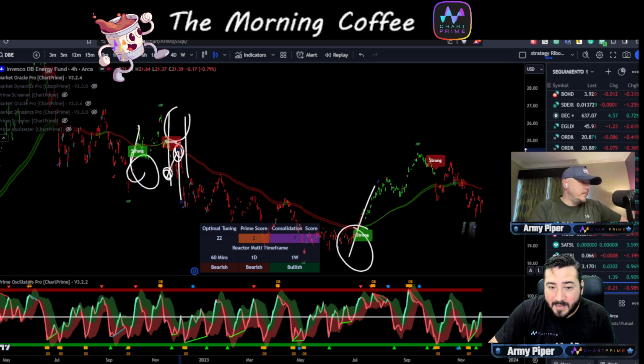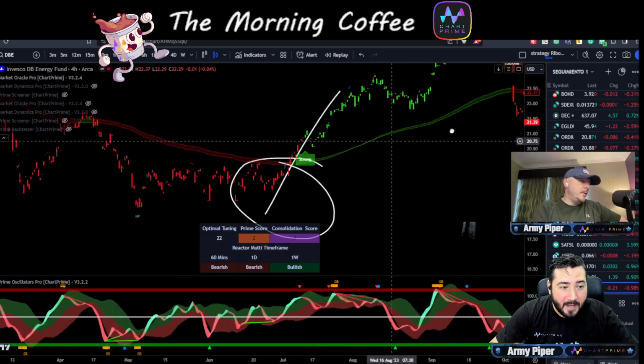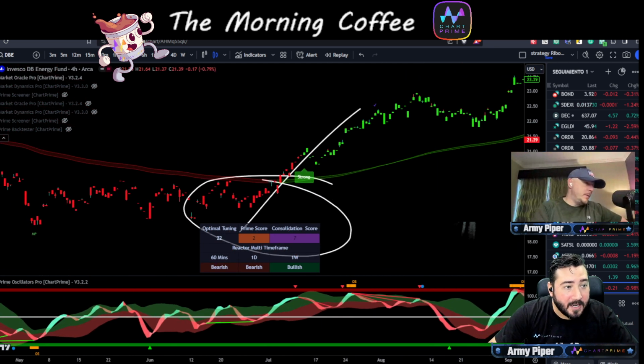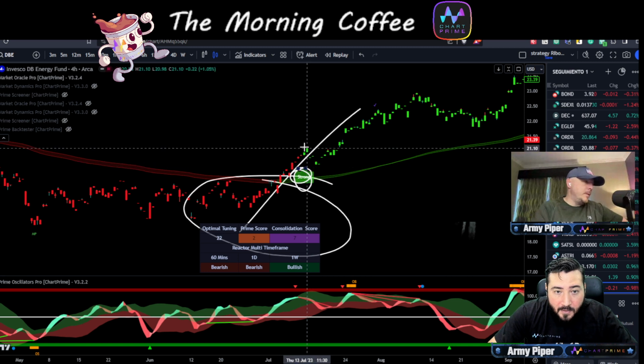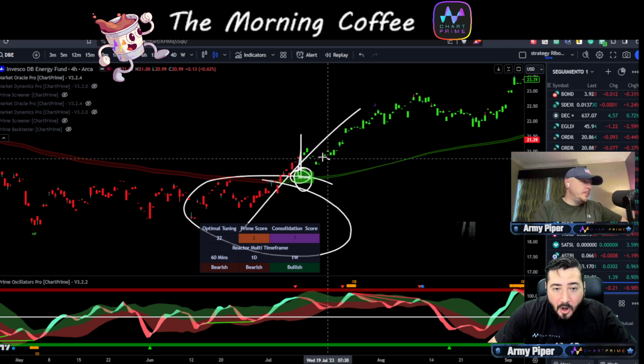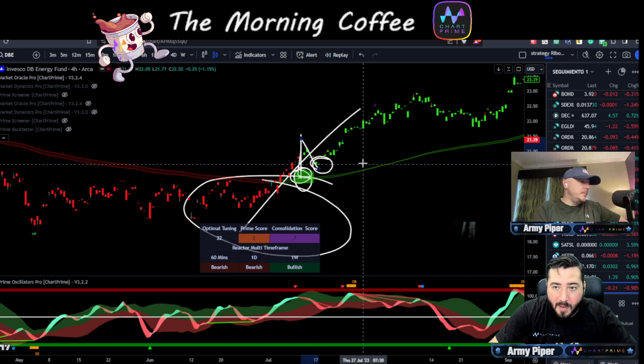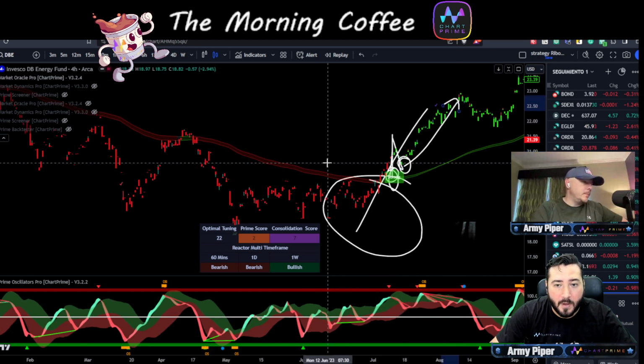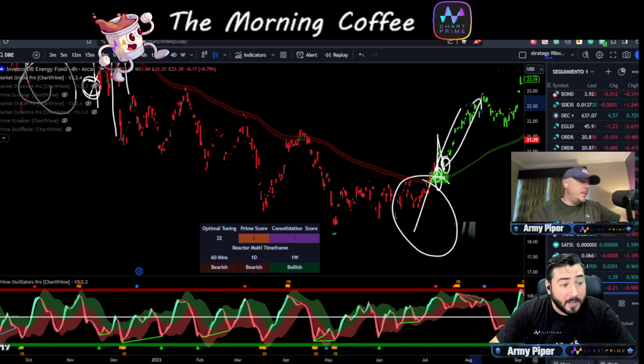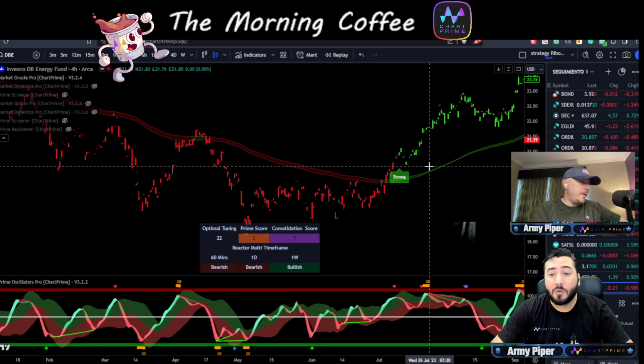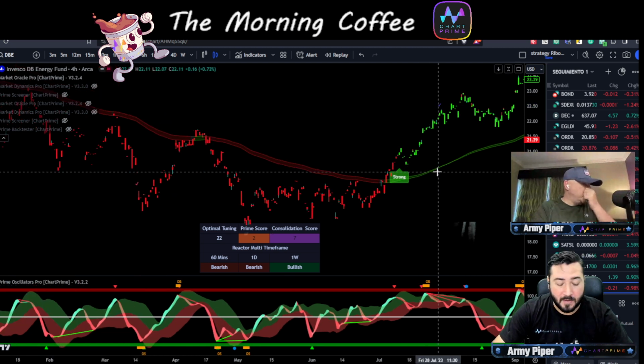All right, let's make this a little bit bigger here. We do not enter on the signal. We enter on the retest or pullback, and then off we go. And we could be doing that over and over. It wouldn't always happen, the retest.